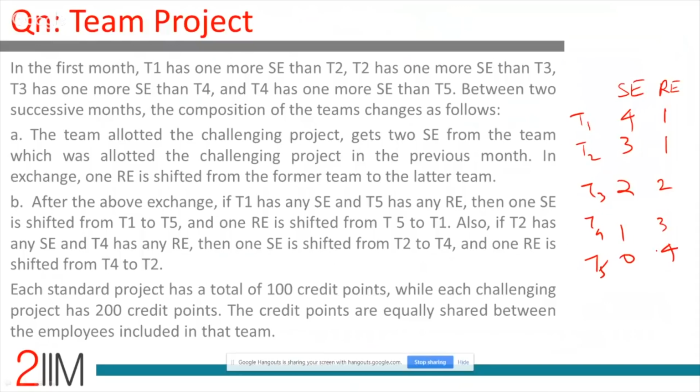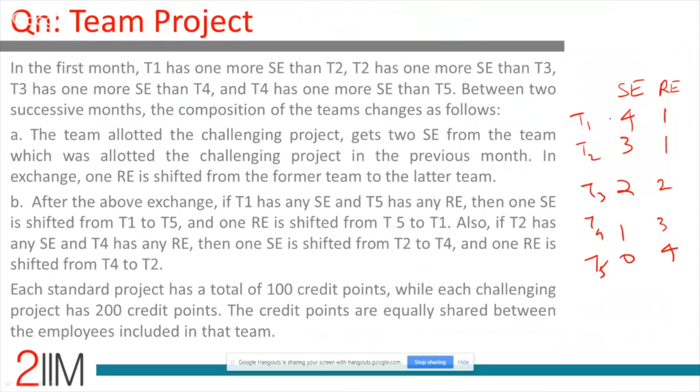The team allotted the challenging project gets 2 special employees from the team which was allotted the challenging project in the previous month. In exchange, 1 RE, regular employee, is shifted from the former team to the latter team. So what do we do here? What have I got here?